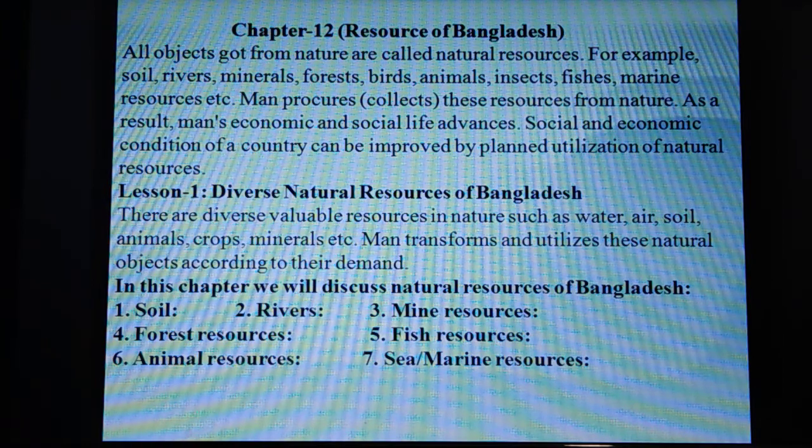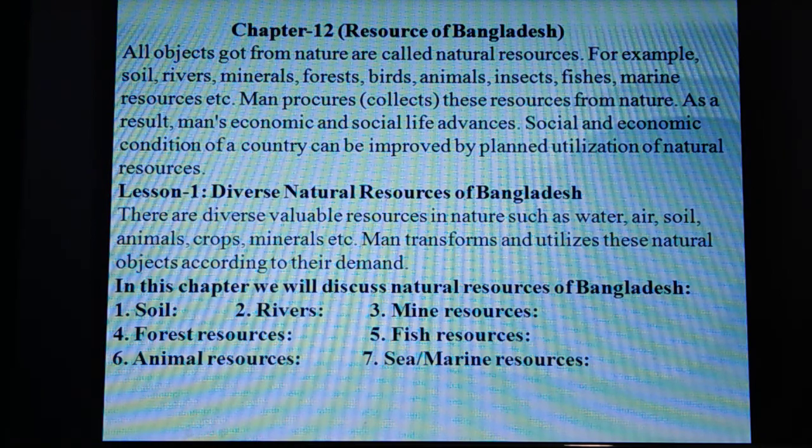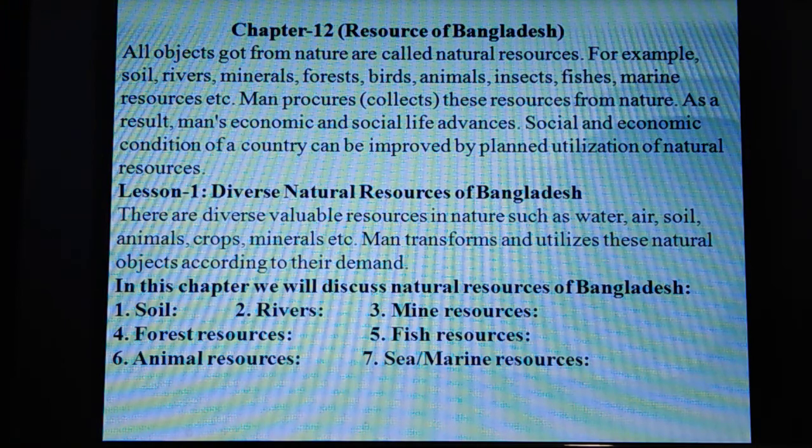Lesson 1. All objects got from nature are called natural resources. That is, the resources on land, inside the land, within the boundary of the country are natural resources. For example, soil, rivers, minerals, forest, birds, animals, insects, fisheries, marine resources, etc.